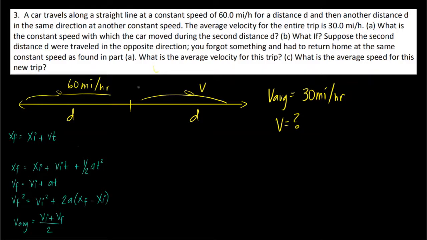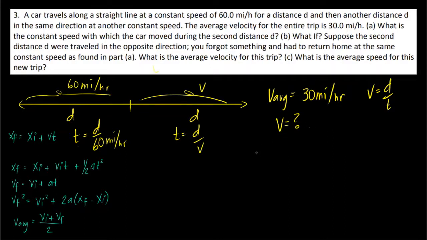Here, the given is velocity and distance, but we lack time. Time, from the formula of velocity, which is distance over time, if we solve for it, our time is d over v. Right? In this case, our v for the first part is 60 miles per hour. Meanwhile, for the second part, our time is simply d over v, where v is unknown. So with that, we are similar to the problem in number 2.